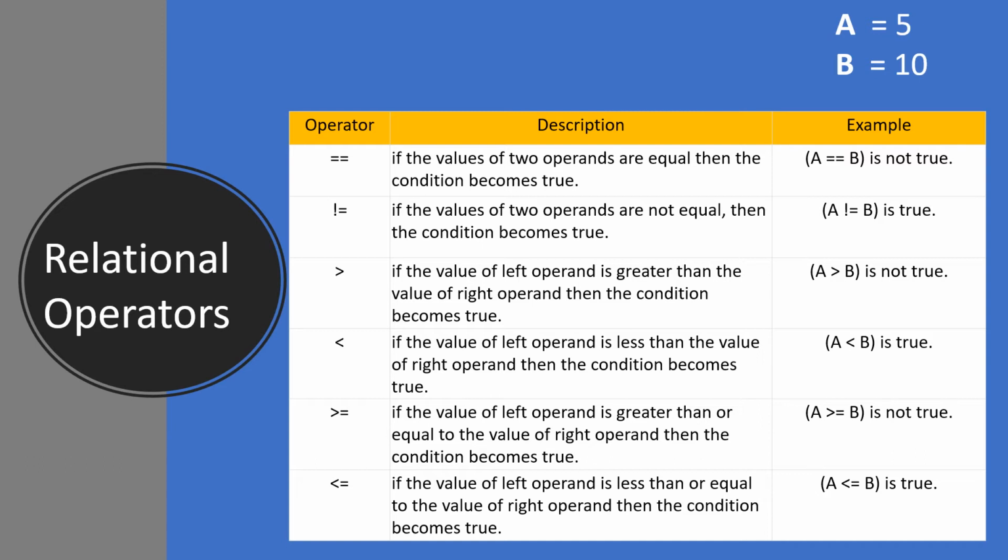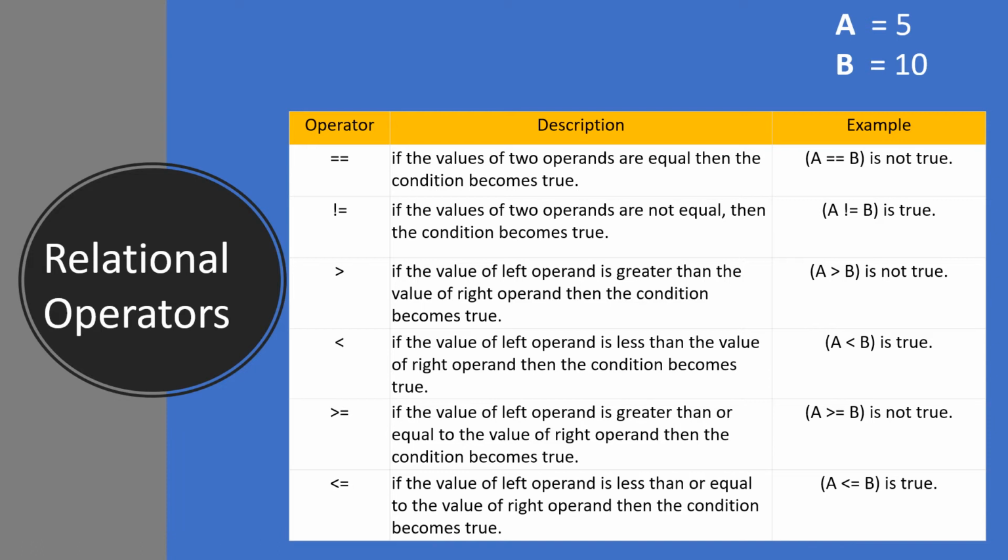Not equal to operator checks if the values of two operands are equal or not. If the values are not equal, then the condition becomes true. Greater than operator checks if the value of left operand is greater than the value of right operand. If yes, then the condition becomes true.